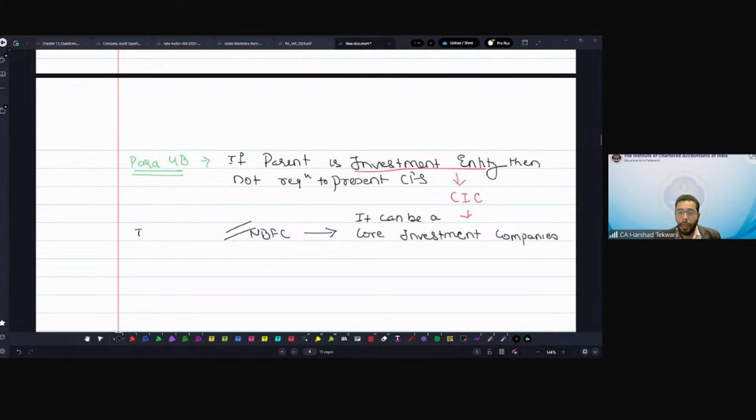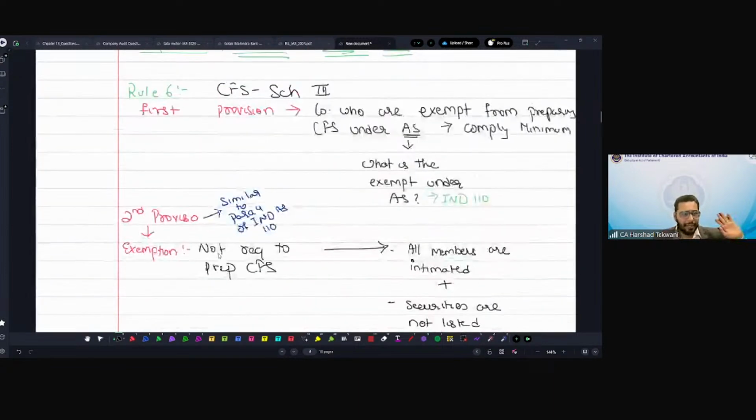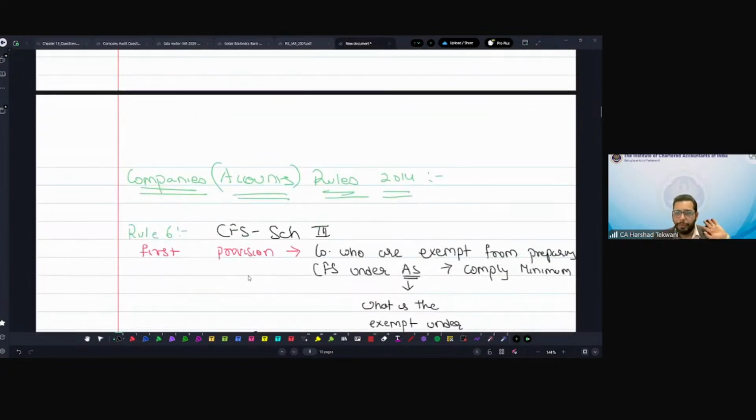Okay. Now coming back to your point: we understood the exemption and why we were required to understand it. We understood that these companies are not required to prepare CFS, so why are we discussing this particular point in this chapter? If these companies are not required to prepare, why discuss them? We should discuss the companies which are required to prepare. Okay, you might have that question.